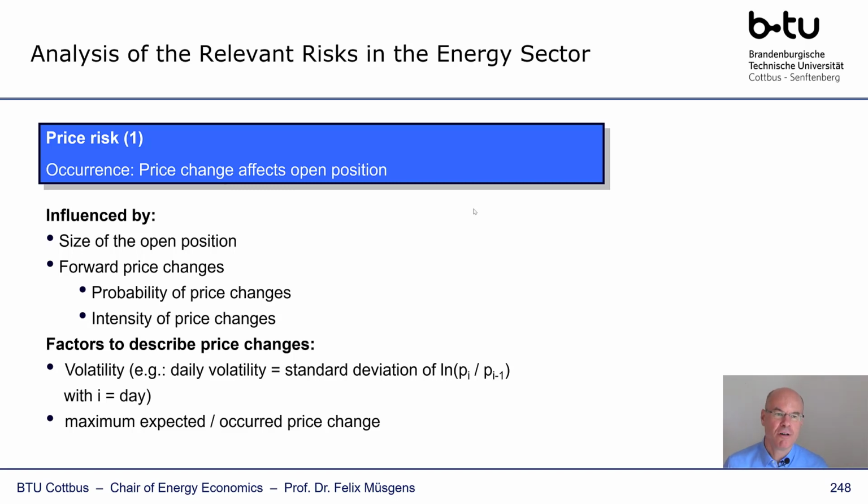This price risk is influenced by the size of the open position. That's one thing. The larger the open position is, of course, the higher your leverage is with regard to any given price change. So 1 euro change in the forward price, depending on how big your open position is, leads to a different manifestation in loss or profit. The other component, of course, is the forward or future price change. So the probability that prices change and the intensity of the associated changes. So one is how much open position do we have? The higher it is, the more already a moderate price change will affect the value of the position.